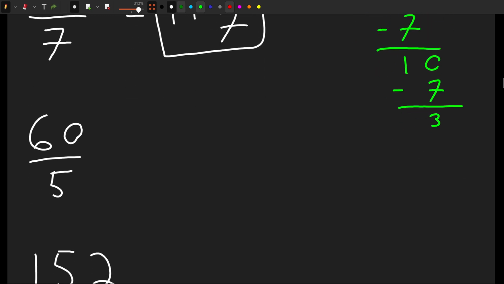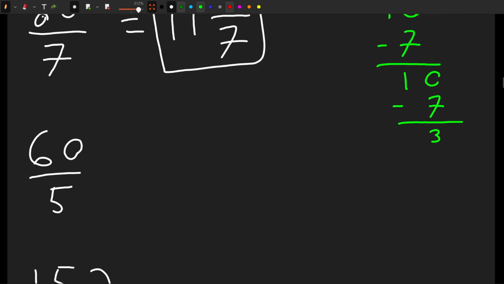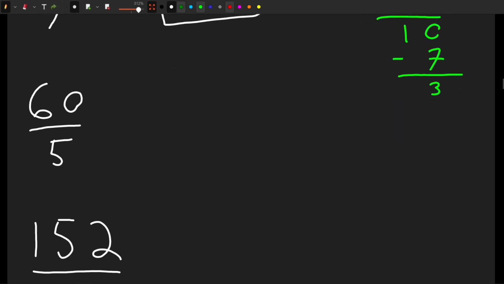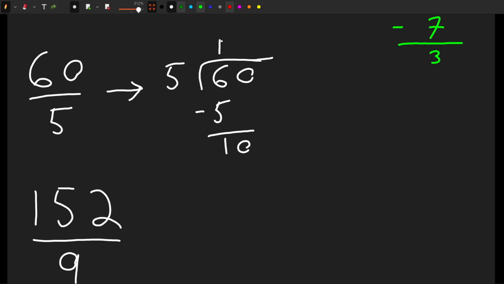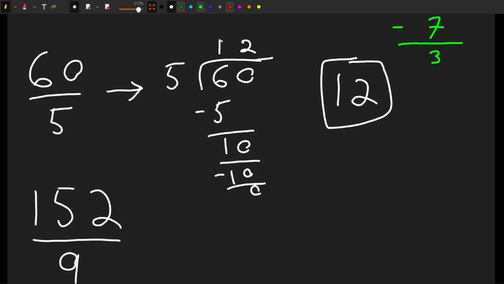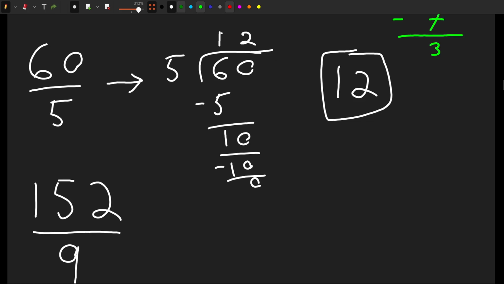Alright, now on to 60 over 5. Yep, 60 over 5, cool. Okay, so in this case, we're going to have 5 on the outside, 60 on the inside. And so now 5 goes into 6 once, I get 5 left over, I get 10, 5 goes into 10 2 times, and just like that, I now am no longer subtracting anything and I get 0, which means my whole answer is 12. There's nothing left.